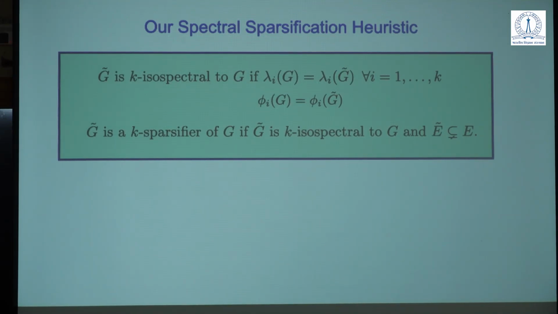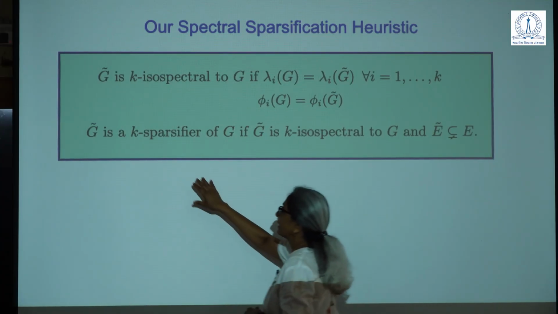Okay, so I'm going to freeze the low part of the spectrum, the first K eigenvalues and their eigenvectors, and then the rest we don't care. Okay, so G tilde is called K-isospectral to G if the first K piece of the spectrum is common to both G and G tilde. Everybody okay? Okay, so that's what it means to be K-isospectral.